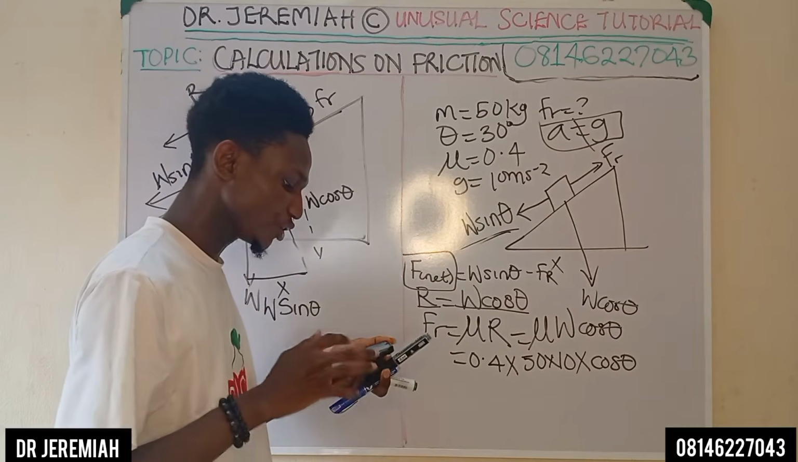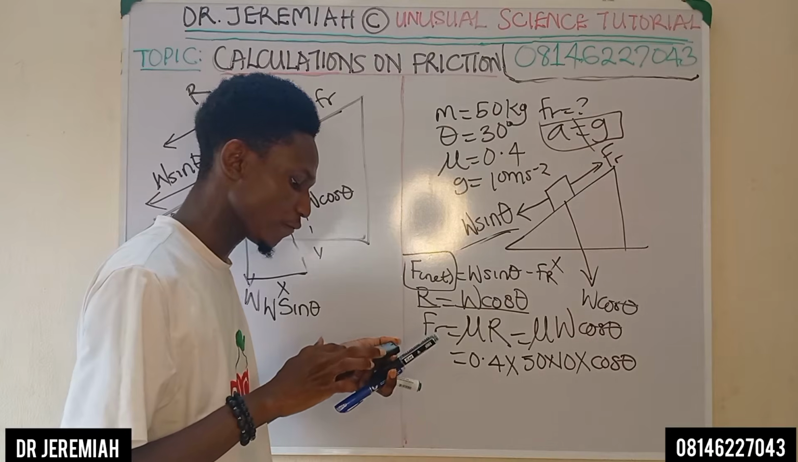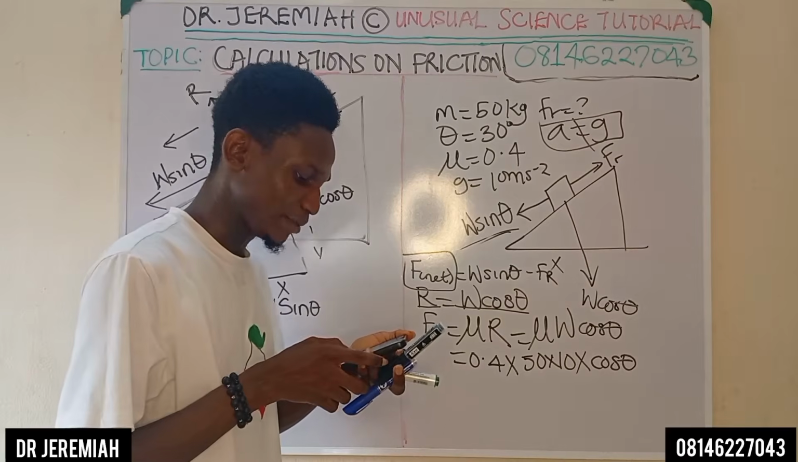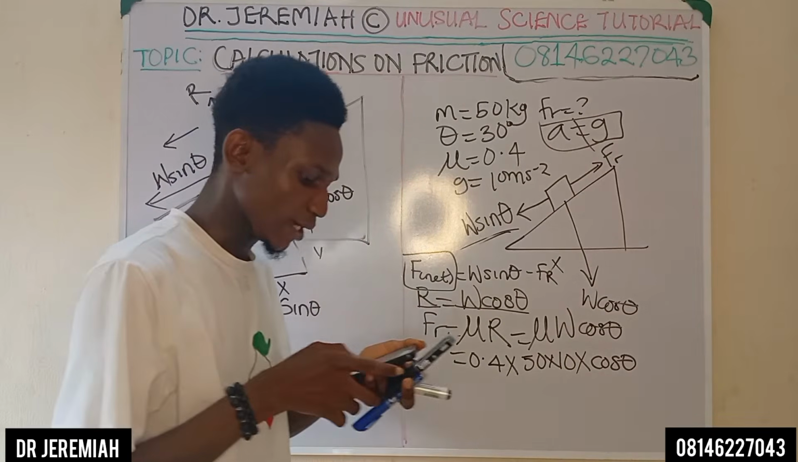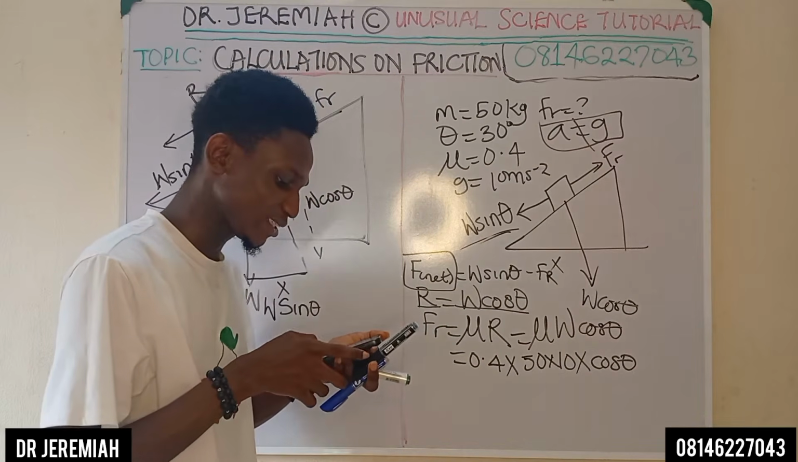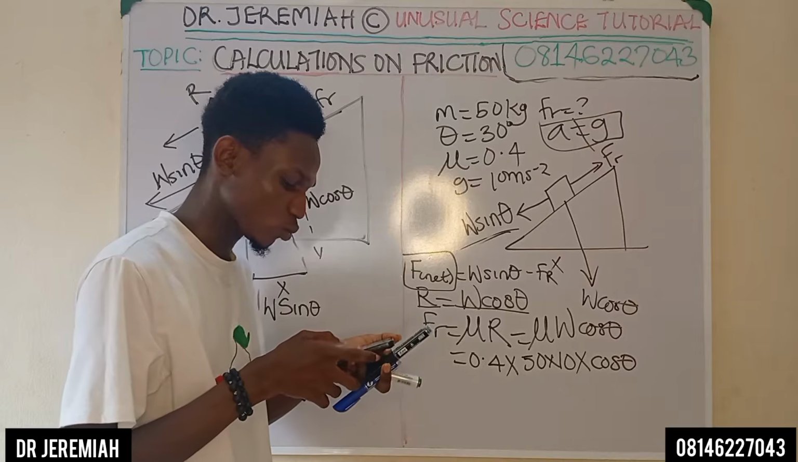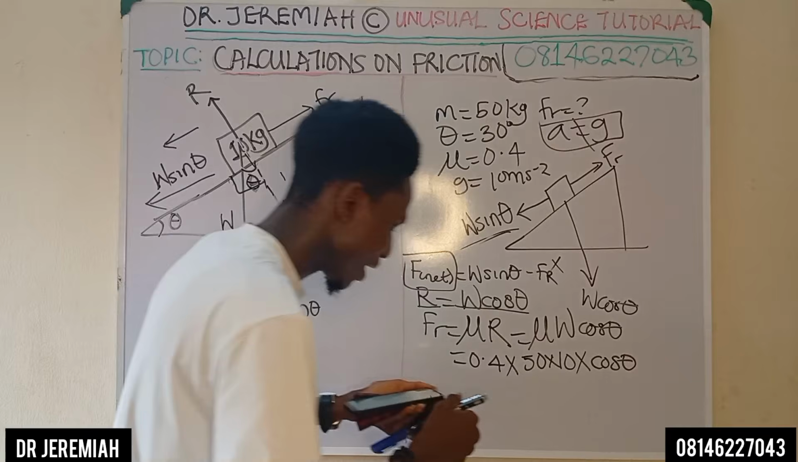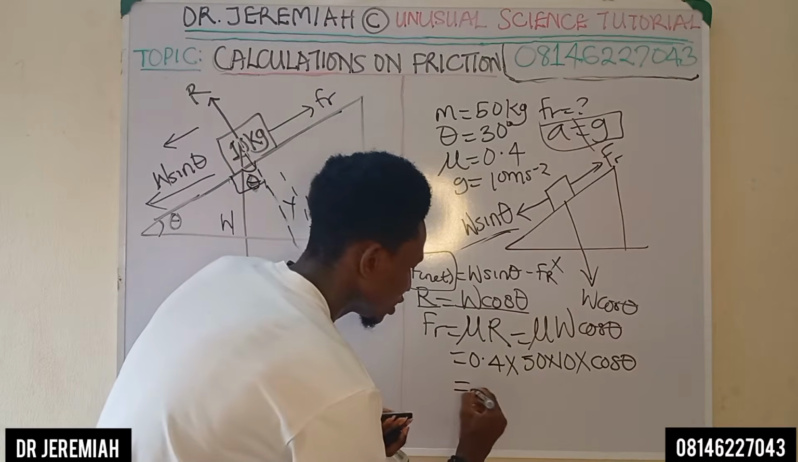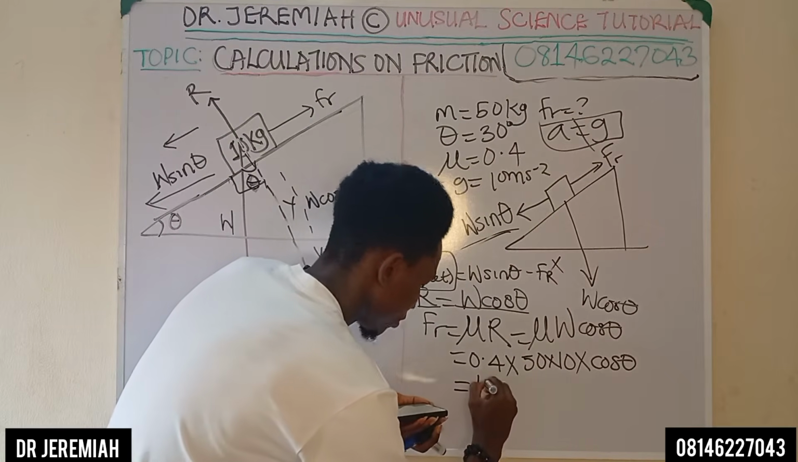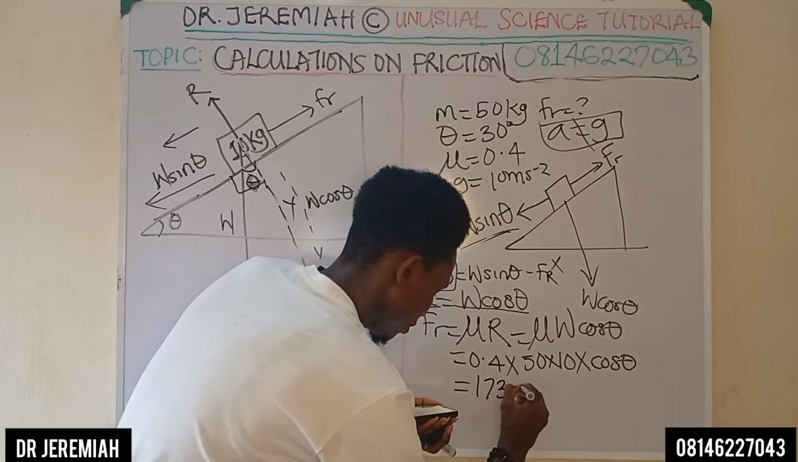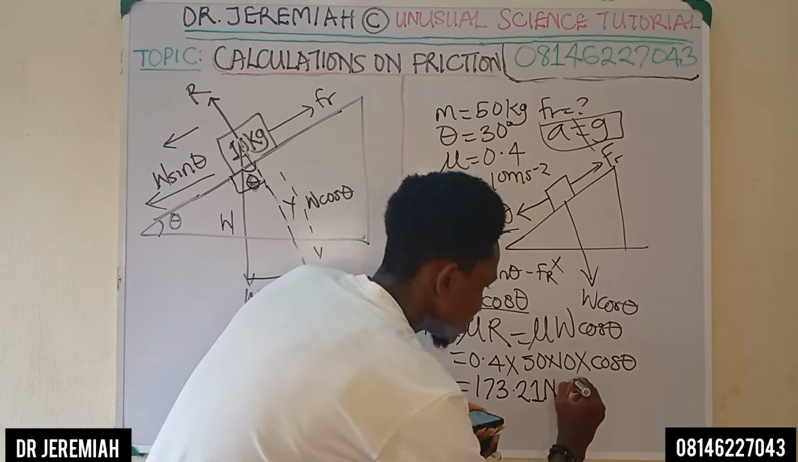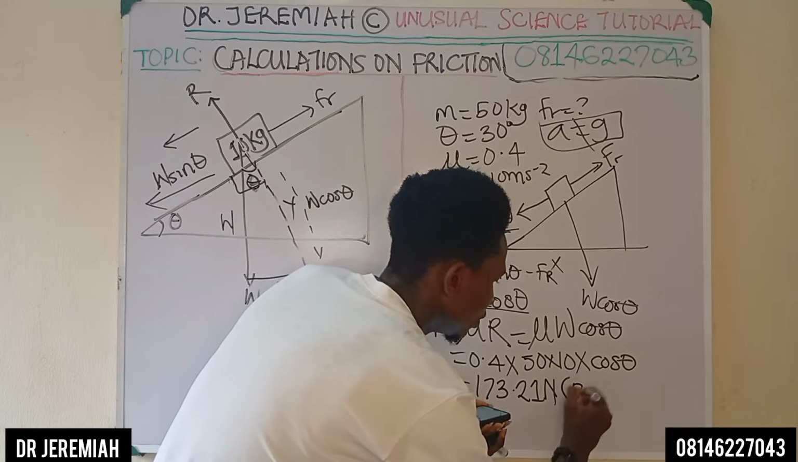Now quickly punch this on your calculator. We have 0.4 times 50, times 10, and times cos 30. Cos 30 is supposed to be root 3 over 2, but since our answer in the question is in decimal form, let's just leave it in decimal form. We're going to have 173.21 Newton, and that is option B.